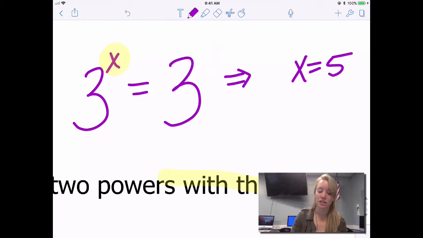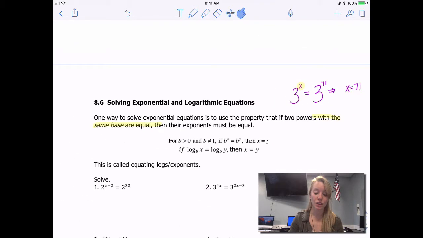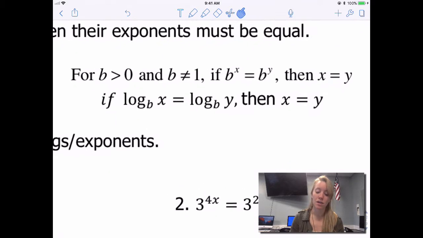But if I change this, if I say now 3 to the x equals 3 to the 7, we still have the bases the same, we just need the powers the same. So now x is 7. If I change this and I make this a 71, then my x has to be 71. So if my bases are the same in any of these problems, then I can set my powers equal as well.